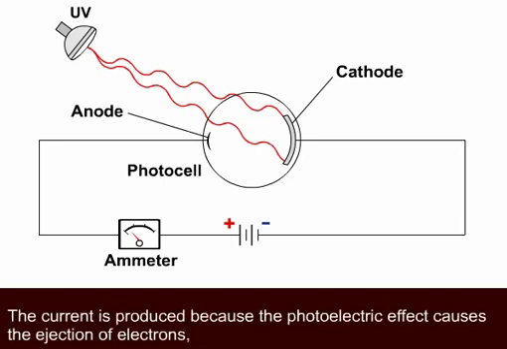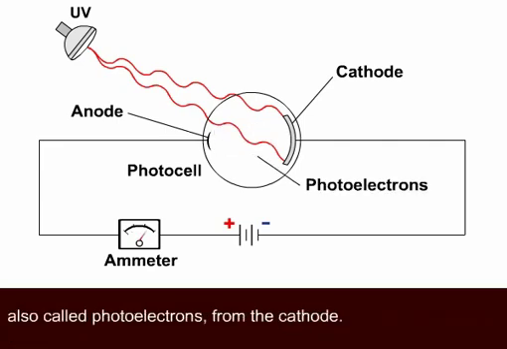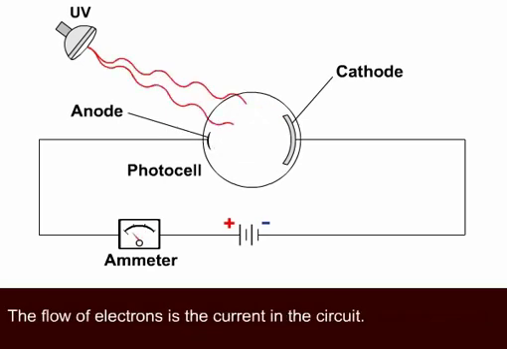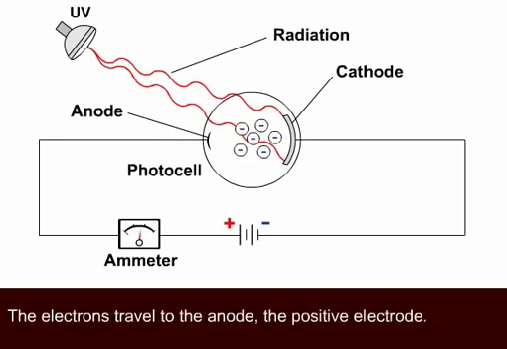The current is produced because the photoelectric effect causes the ejection of electrons, also called photoelectrons, from the cathode. The flow of electrons is the current in the circuit. The electrons travel to the anode, the positive electrode.